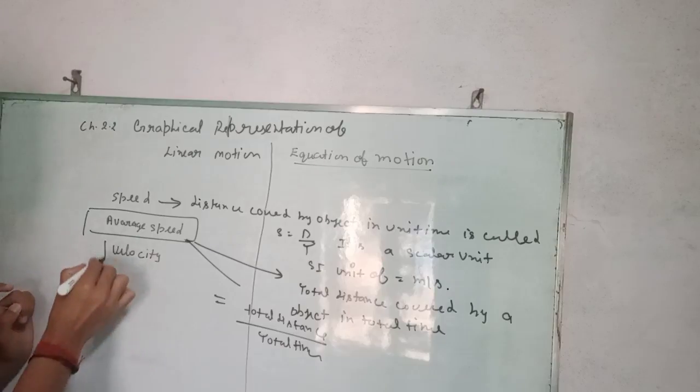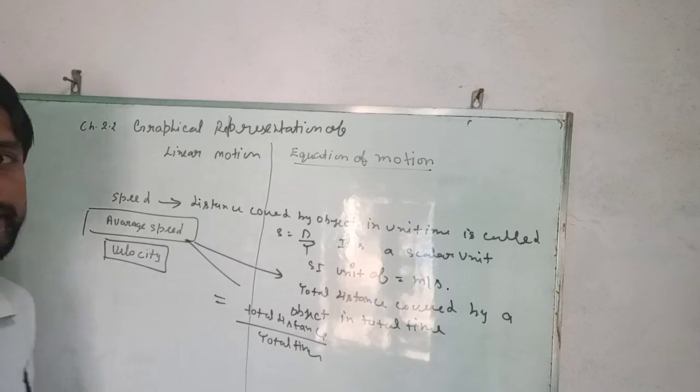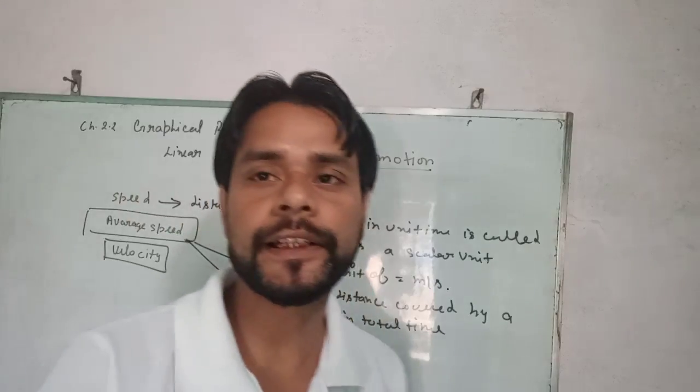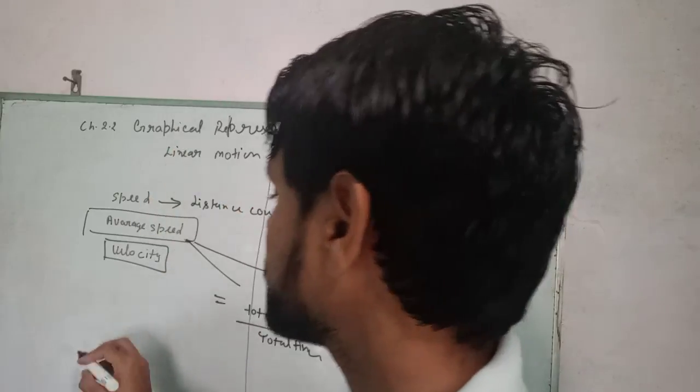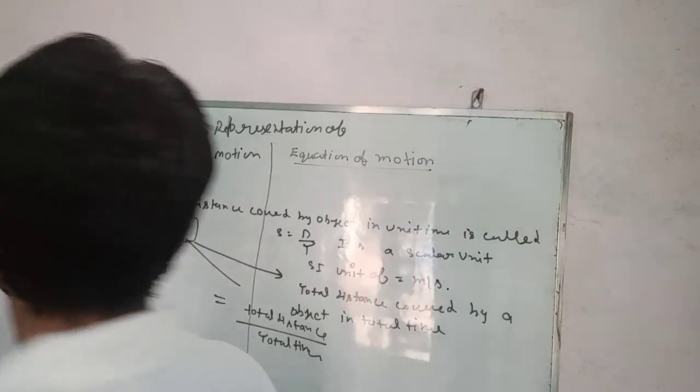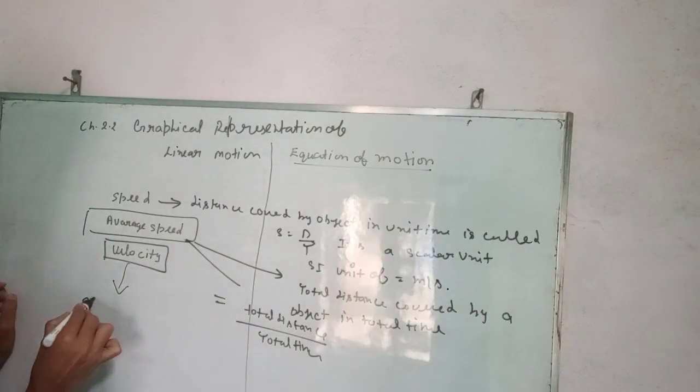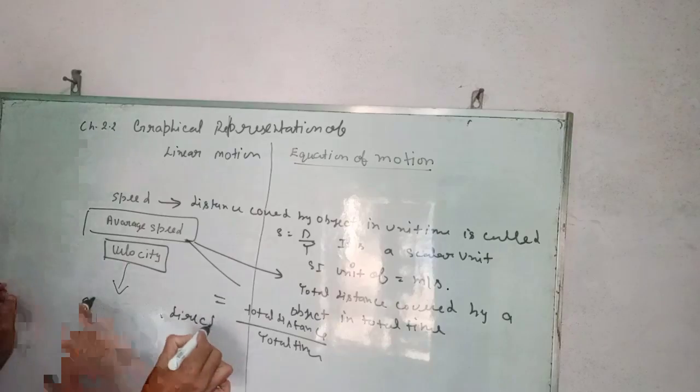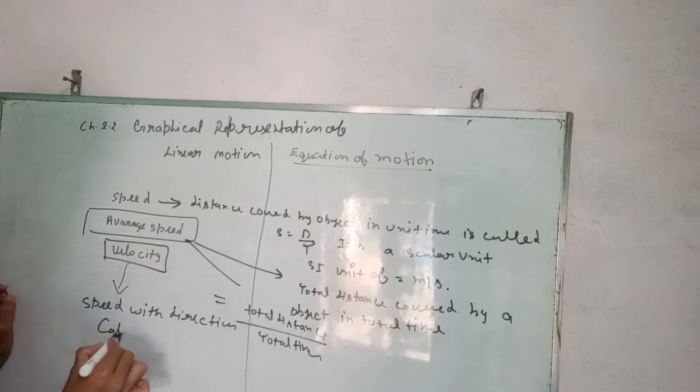Now, the velocity. Speed with direction is called velocity.